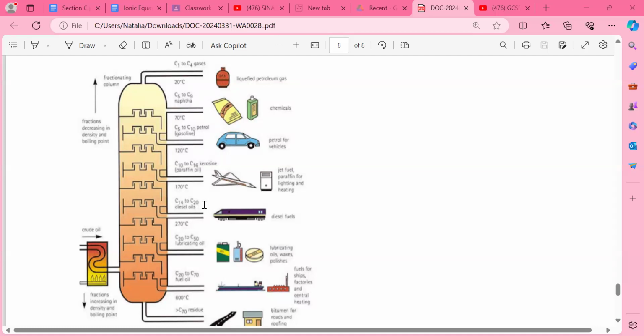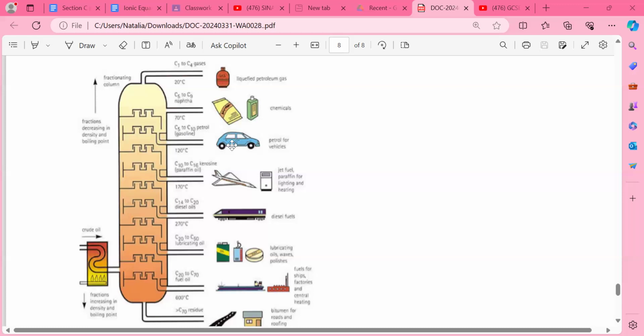Then we have carbons 14 to 20. Those are diesels, and those are used as fuel in trucks and lorries. Then we have carbon 20 to 50, called lubricating oils. And then we have fuel oil, which comprises 20 to 70 carbons, and those are used as fuel in ships, factories, and central heating. And then we have a residue called bitumen, which is used for roofing and road surfacing.